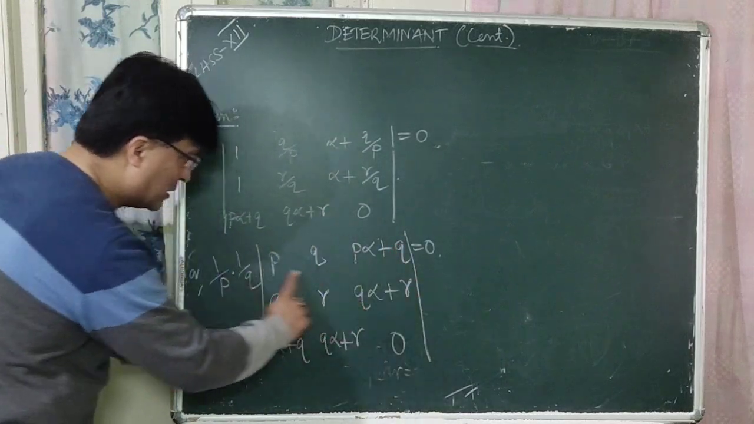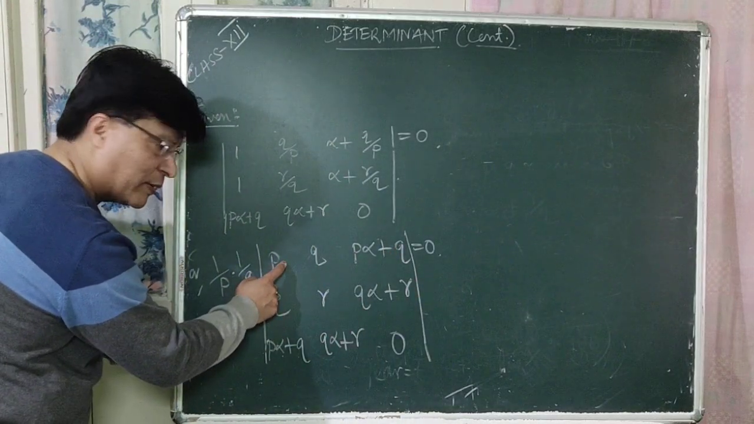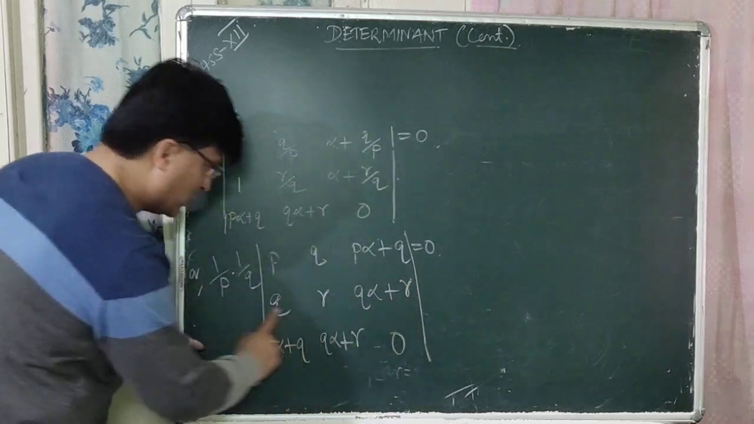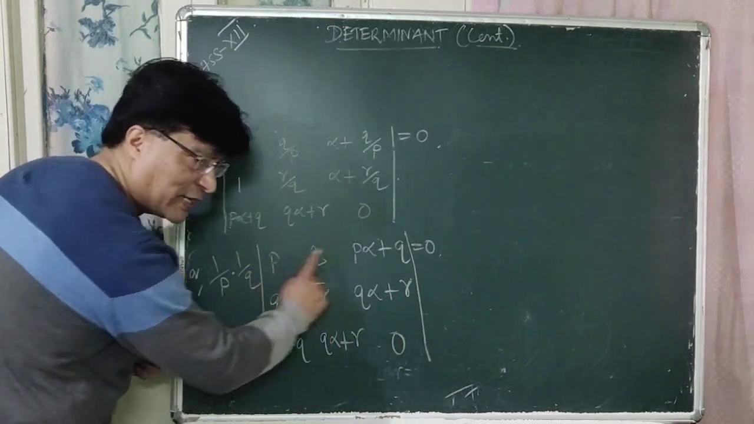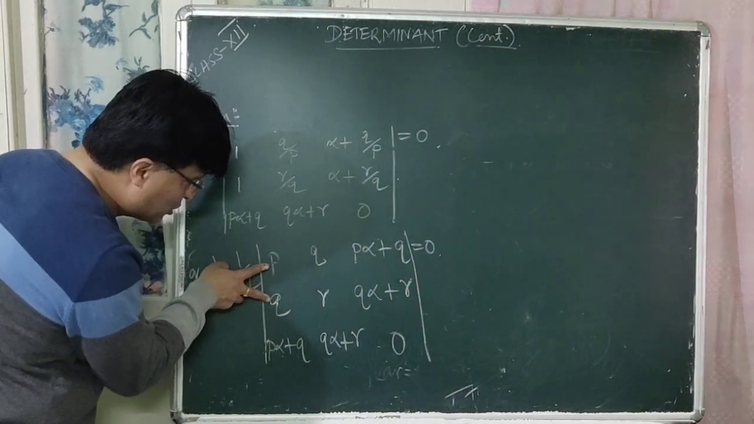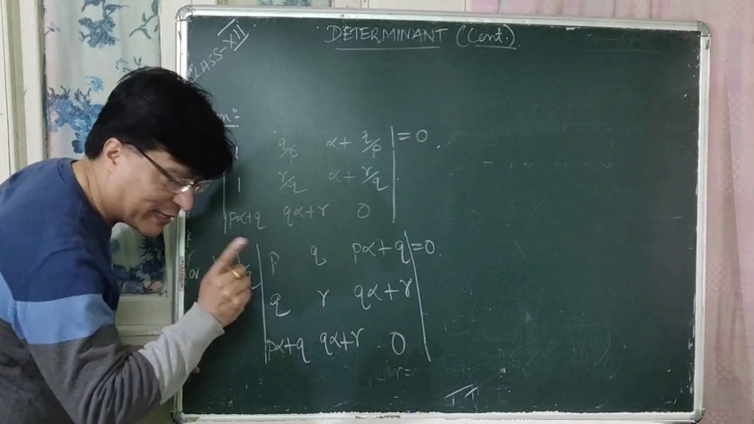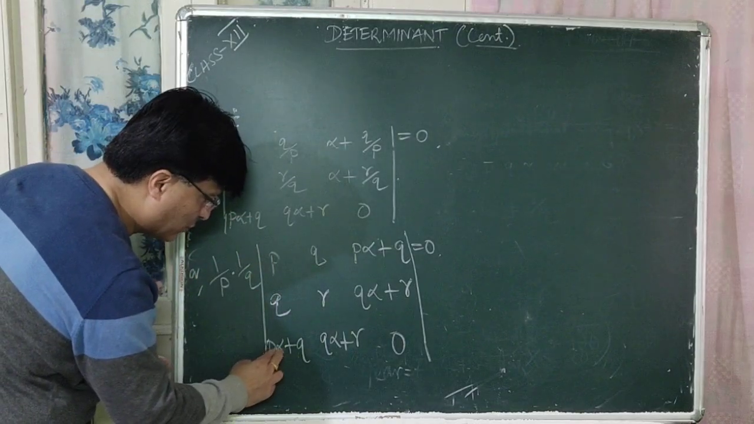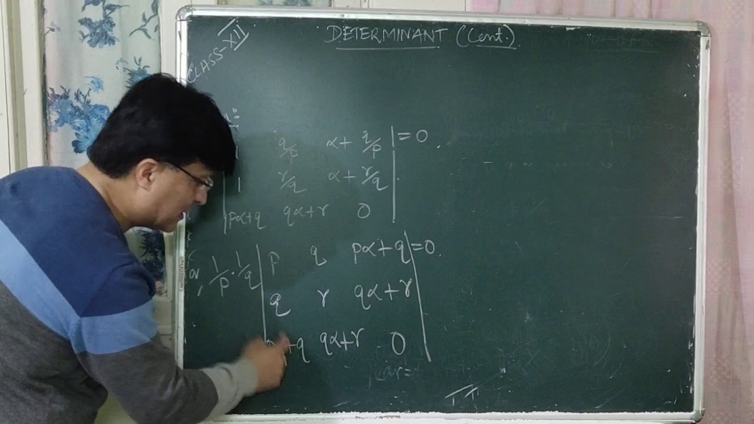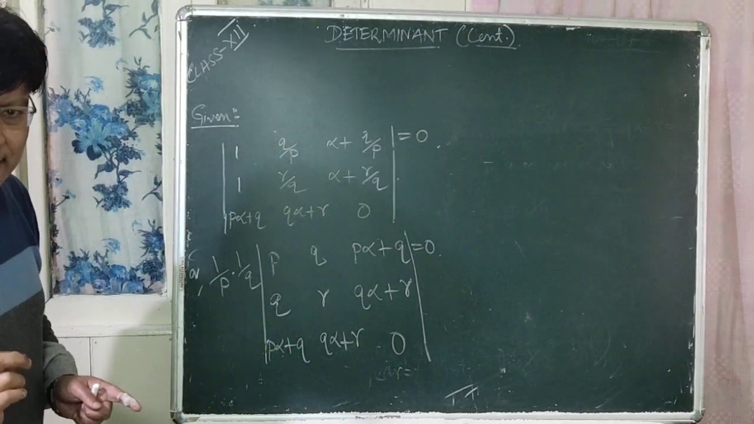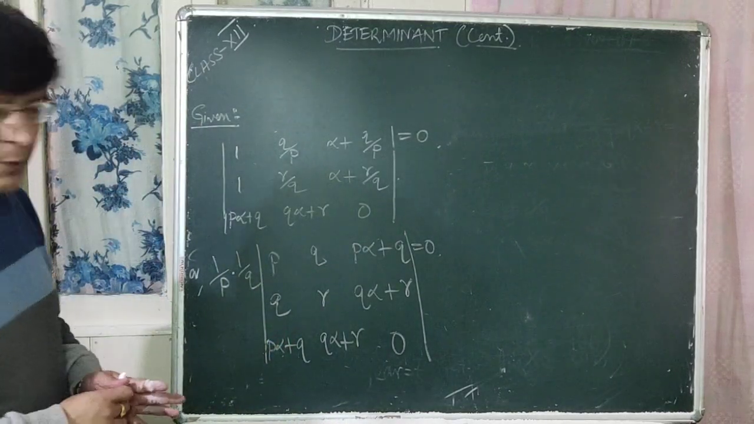If this first row is multiplied by alpha, and R2 is kept as it is, but the summation of these two is subtracted from the third row, P alpha plus Q, you will get 0. Is it clear now? So let's use this property.